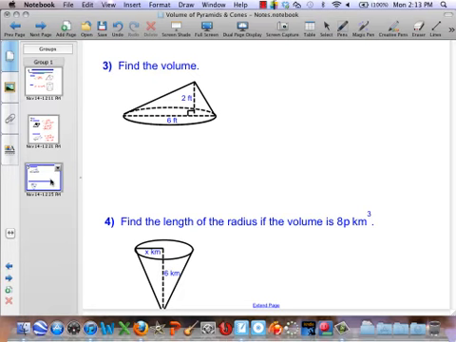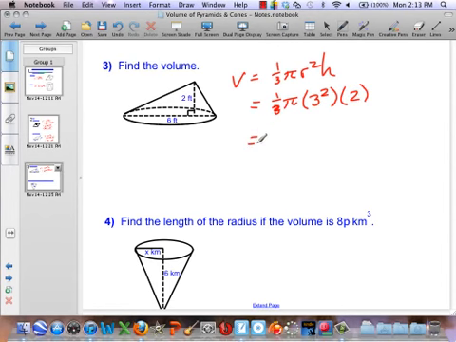What shape do we have? We have a cone. How do you find the volume? 1/3 pi r squared h. So same concept. What is our radius? 3. Times our height? 2. So we have 1/3 of 9 times 2 times pi. What's 1/3 of 9? 3. 3 times 2? 6. So we have 6 pi cubic feet.